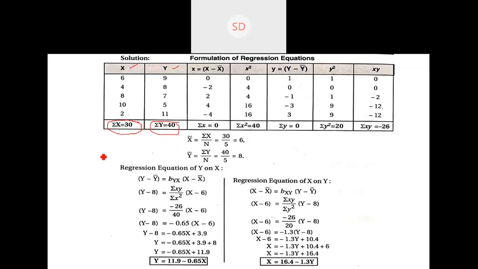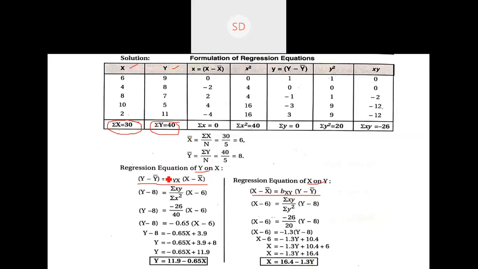Now, since we are supposed to find the regression equations, majorly which we have to find are y minus y bar is equal to byx into x minus x bar for y on x, and for x on y it will be x minus x bar is equal to bxy into y minus y bar. So these are the two equations which we are supposed to arrive at.